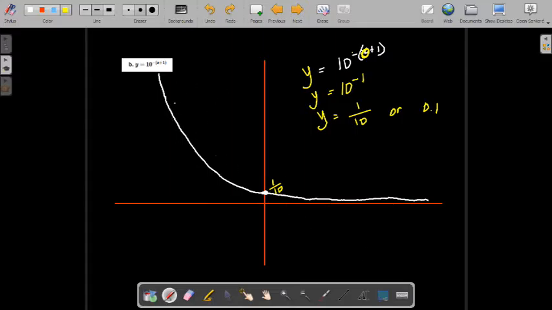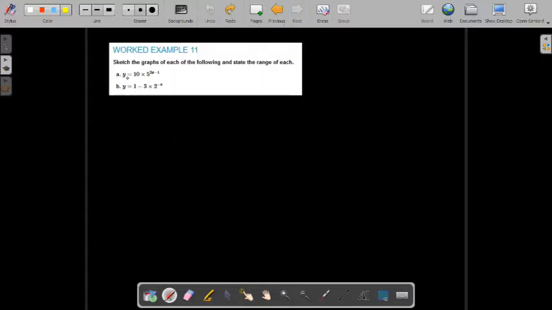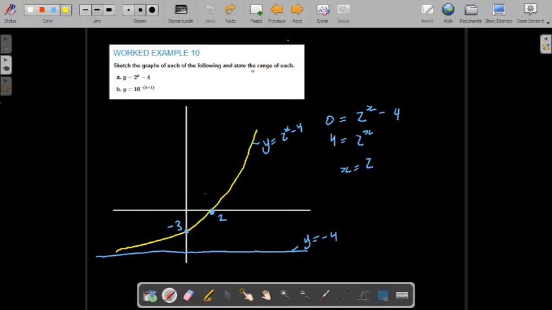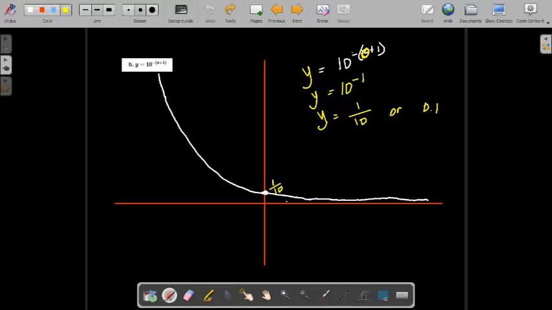Now it doesn't have any x-intercepts, so that's all we need to do. So question 11, sketch the graphs of each of the following, state the range for each. So I probably should have stated the range, actually. Yeah. So our range goes from about -4 to positive infinity, not including. The range here is going to be from 0 to positive infinity, not including. Yeah, that's pretty much it.